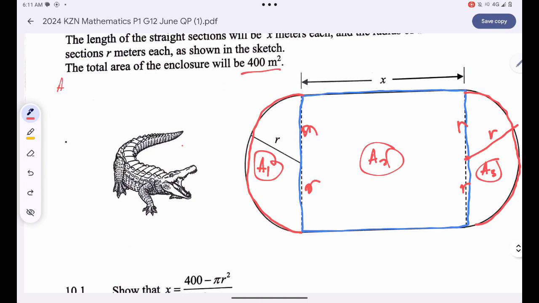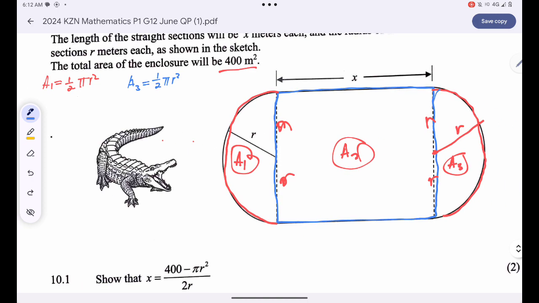Okay. So area 1 will simply be 1 over 2 pi r squared. The area, guys, of a normal circle is just equal to pi r squared. But we are dealing with a semicircular end, half of a circle. That's why the area is 1 over 2 pi r squared. This is the area of section 1, and then this will be equal to the area of section 3. Area 3 is also equal to half pi r squared. This is also a semicircular section, that's why it's half pi r squared, right?